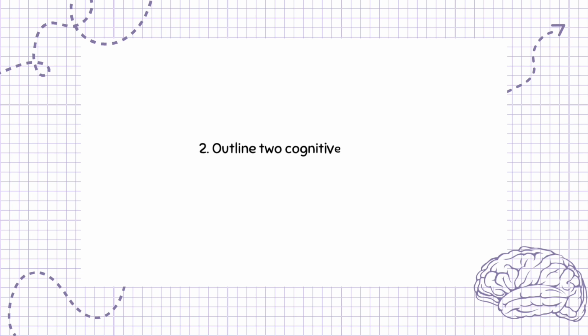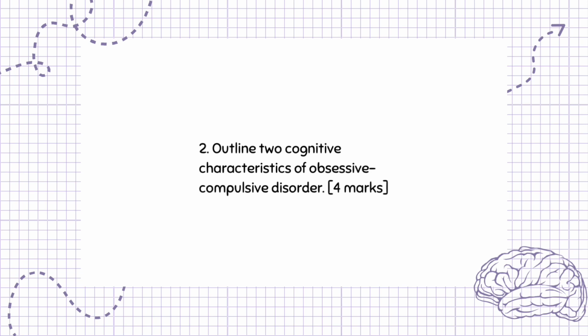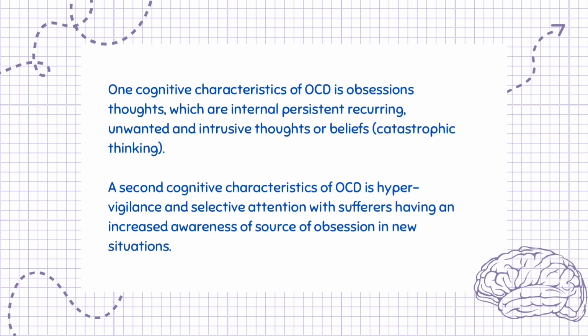Question 2. Outline 2 cognitive characteristics of obsessive-compulsive disorder. 4 marks. One cognitive characteristic of OCD is obsessions, thoughts which are internal, persistent, recurring, unwanted and intrusive thoughts or beliefs, catastrophic thinking. A second cognitive characteristic of OCD is hypervigilance and selective attention, with sufferers having an increased awareness of sources of obsession in new situations.